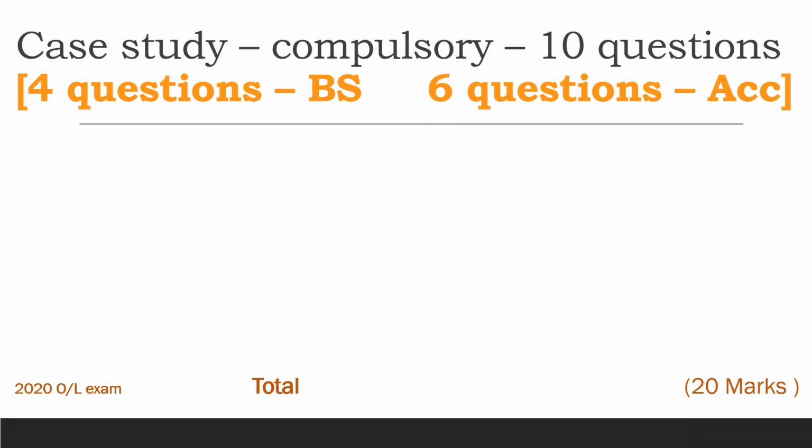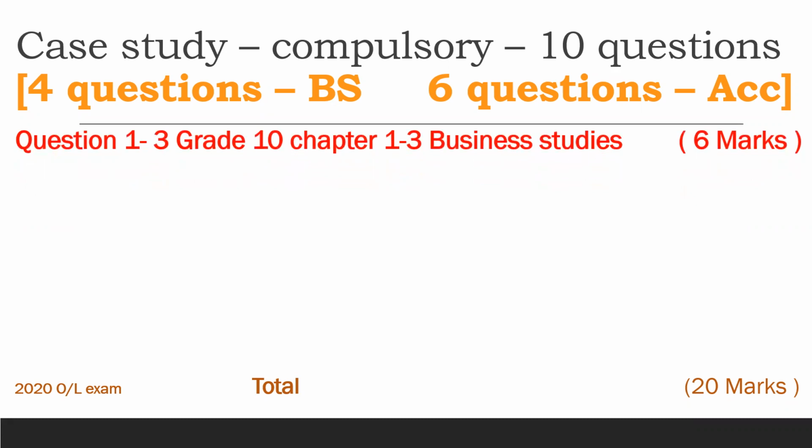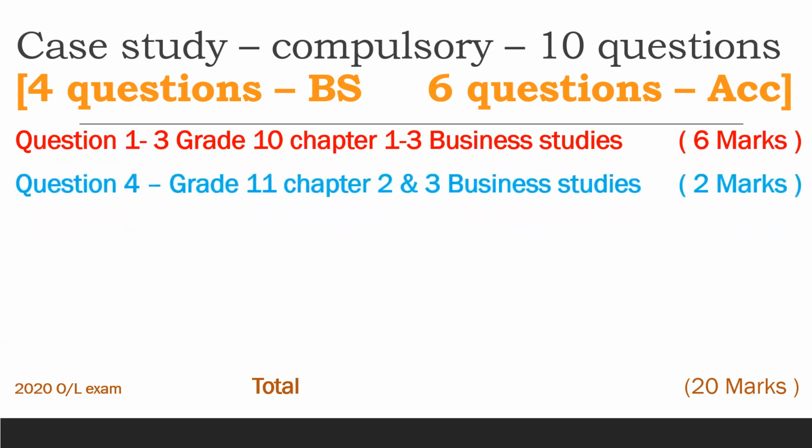Don't look at 2021, because the chances are really low that a question might turn up, but give more weightage to the 2020 O-level paper. Based on the 2020 paper, I have elaborated here the first few questions. Questions 1 to 3 came from chapters 1 to 3 in grade 10. And the 4th question came from chapters 2 and 3 in the business studies section.